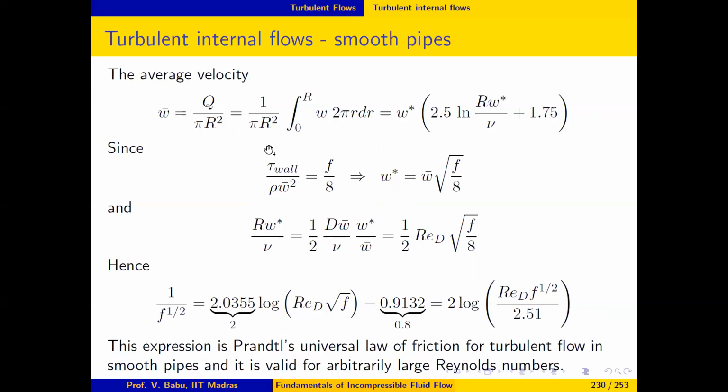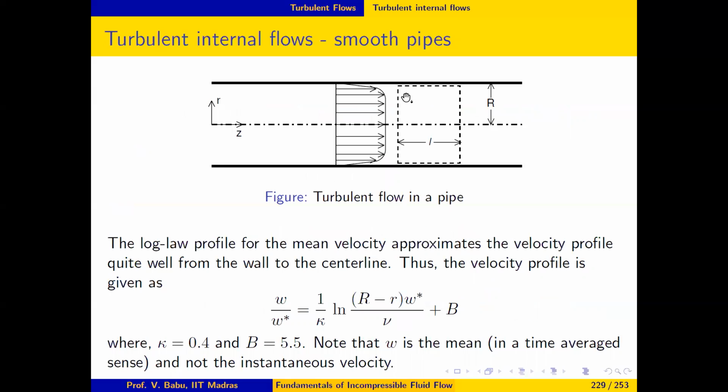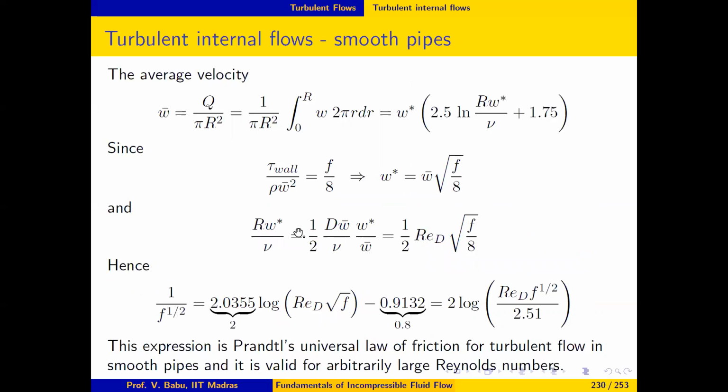Let us just quickly see where this relationship came from. If you look at a control volume like this, then the frictional force on the walls of the control volume may be written as tau wall times 2 pi r times L, which is the length of the control volume. This is balanced by the pressure forces on these two faces of the control volume. The pressure difference between the two faces may be taken as delta P. So the net pressure force on the control volume is delta P times the cross-sectional area, pi r squared. If we balance these two forces, then we end up with this expression.